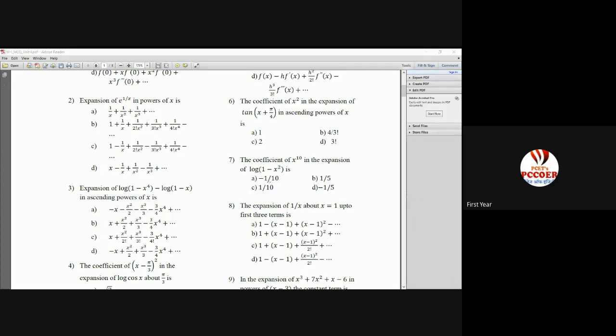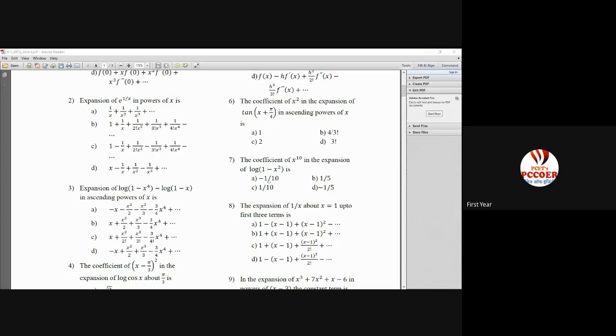So, yes, somebody got minus 1. Somebody said none. In the option it is written A, but that's not the answer. The answer is D, minus 1 by 5. So just tell me how you get it.